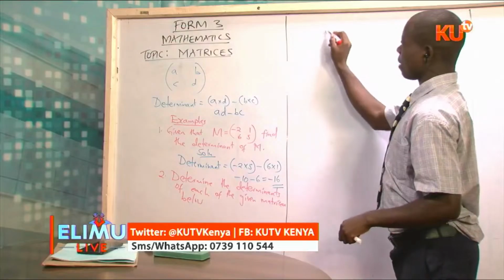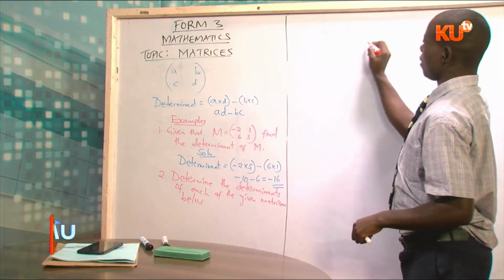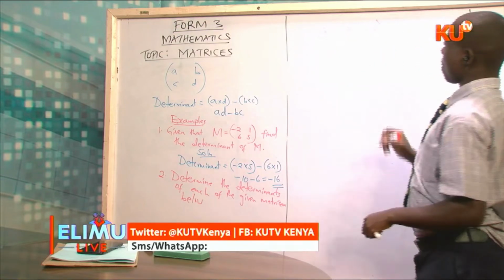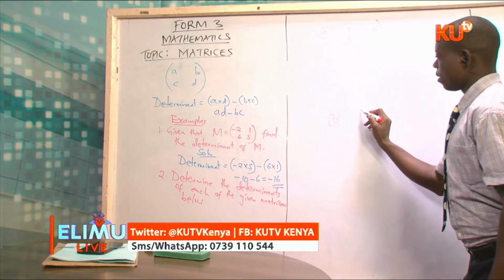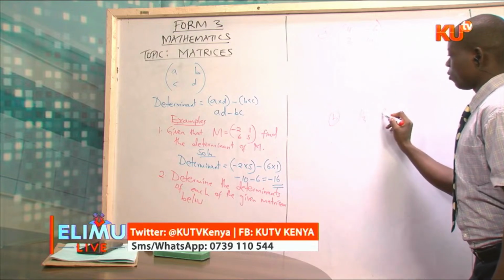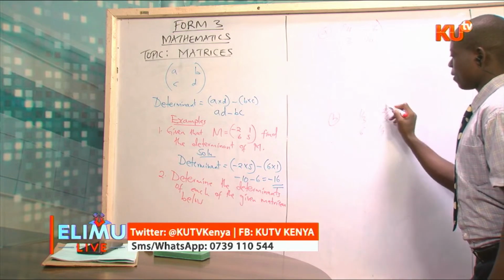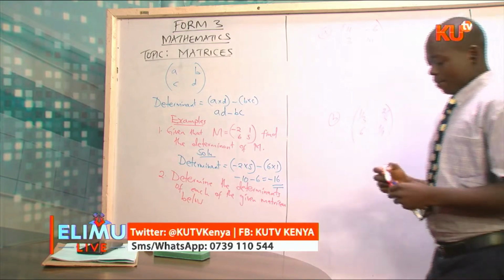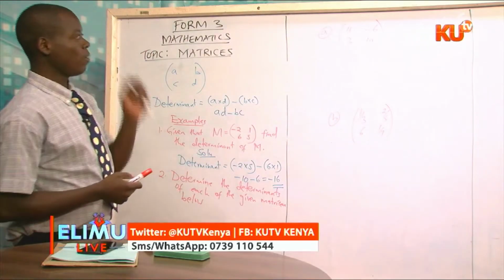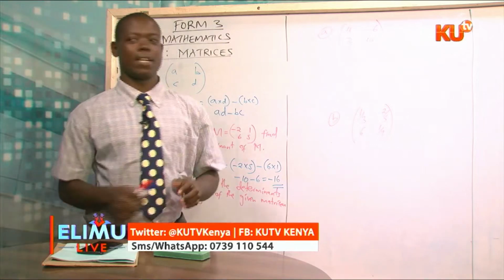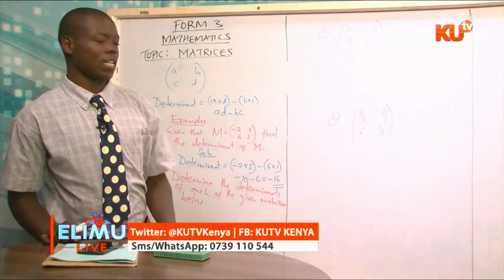We have our first matrix: 4, negative 6, 3, 10. And then we will look at the second one, where we have 1 over 3, 2 over 5, 6, 1 over 7. Those are the matrices that we have.